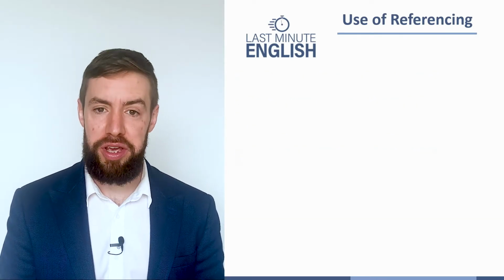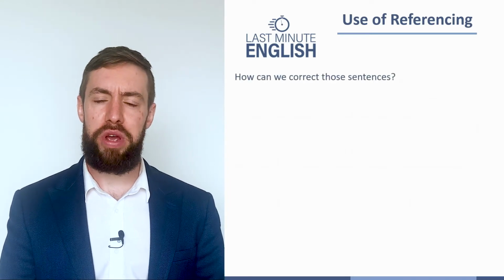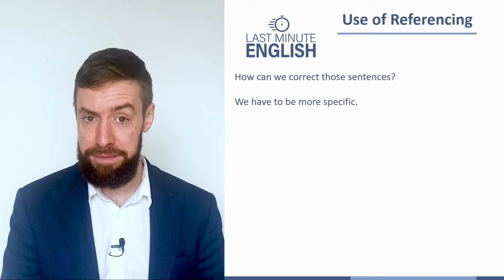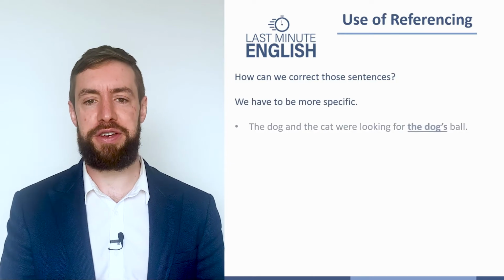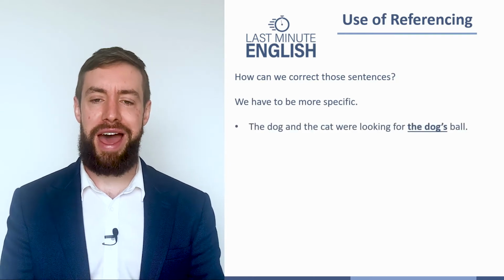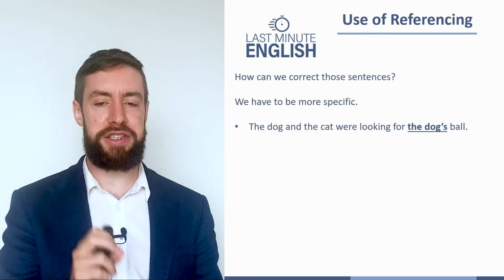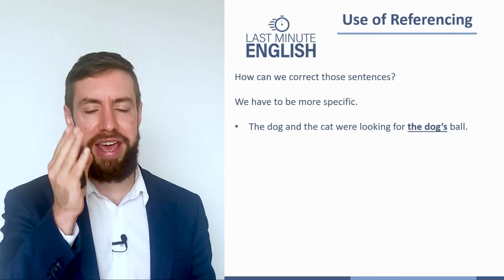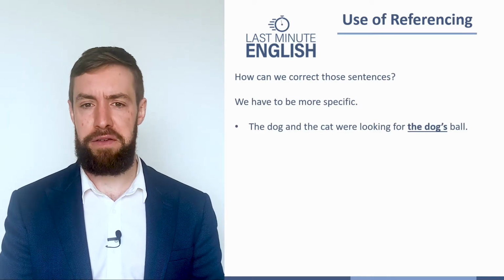So how can we correct those two sentences that we saw? So we have to be more specific. The sentences are not clear, but if we're more specific, we can make them clear. All right, so for example, the dog and the cat were looking for the dog's ball. So not just its ball, its could be the cat's, it could be the dog's, but if we say specifically the dog's ball, no confusion, very, very clear.